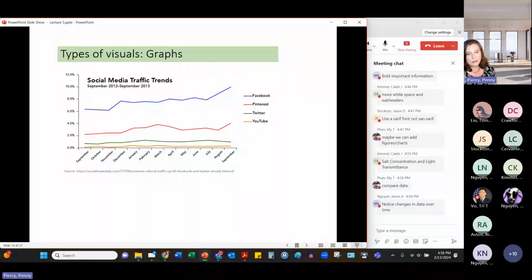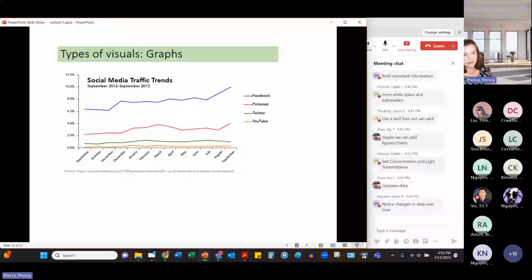So we are able to see how Facebook increased in that time period, and I suspect it's changed quite a bit since then. But we're also able to see comparatively how Facebook had a lot more volume compared to, say, Pinterest and Twitter. And I don't think we would necessarily see that at this point in time.